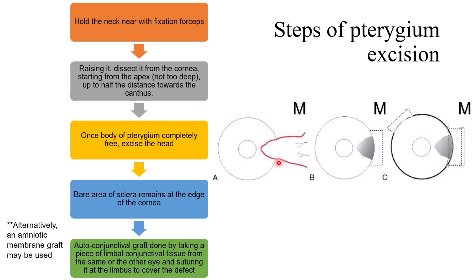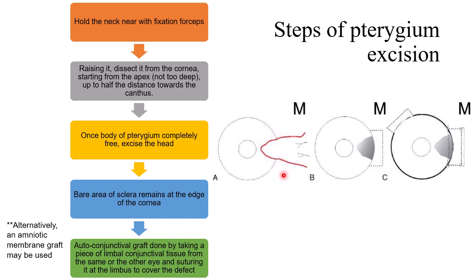This part has to be excised, okay? This part on the cornea has to be excised, and you have to do a superficial keratectomy with the help of a crescent blade to clear off that cornea. A bare area of sclera remains at the edge of the cornea here, okay? The cornea is now cleared. The head of the pterygium is cut off. We were holding it at the neck, so some part of bare sclera is going to remain here.